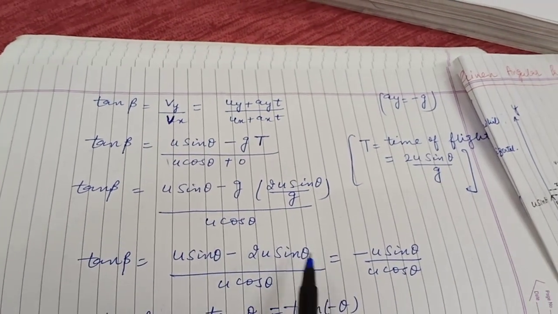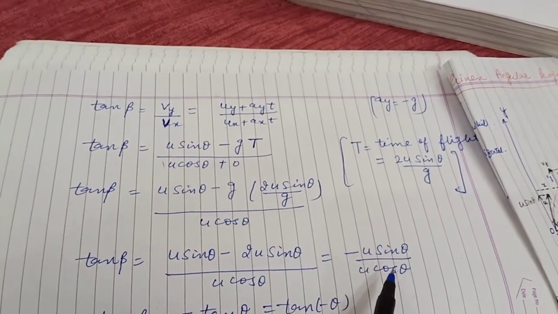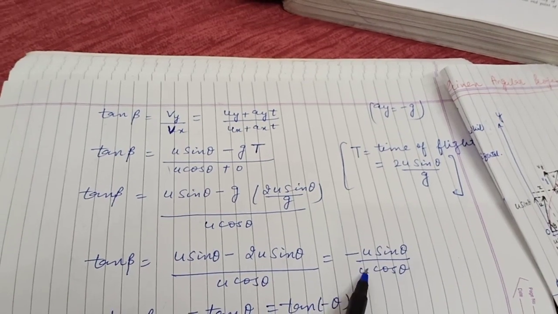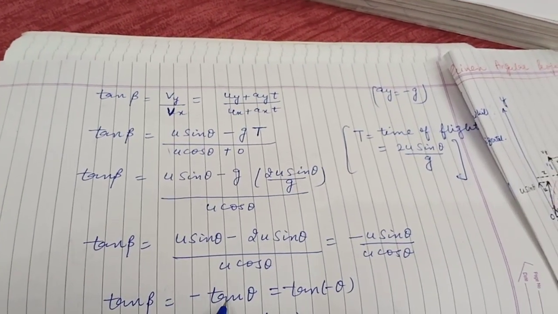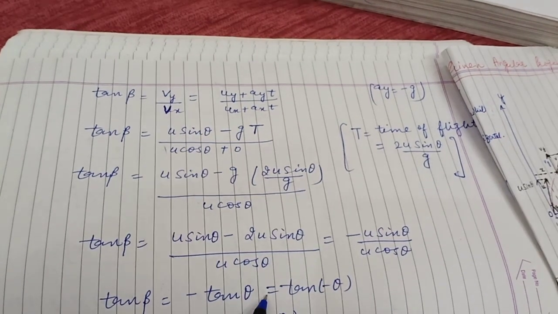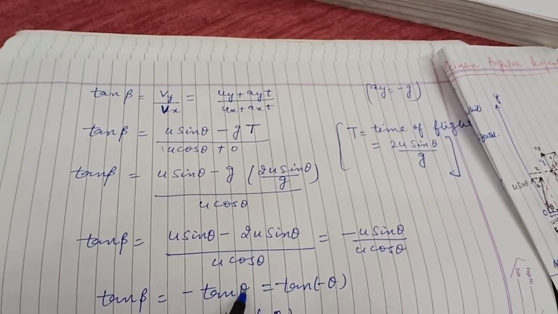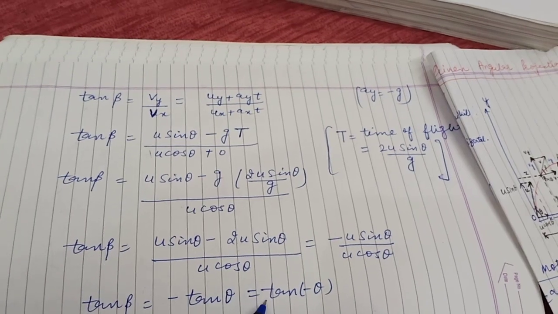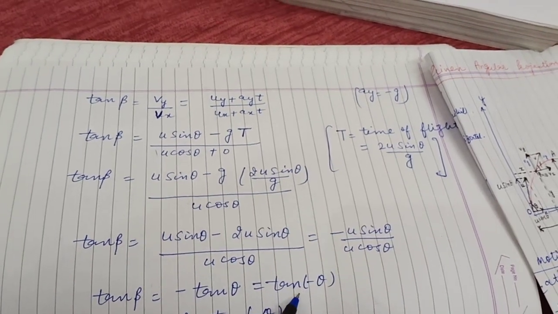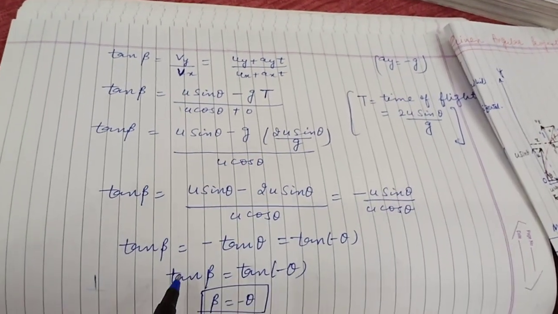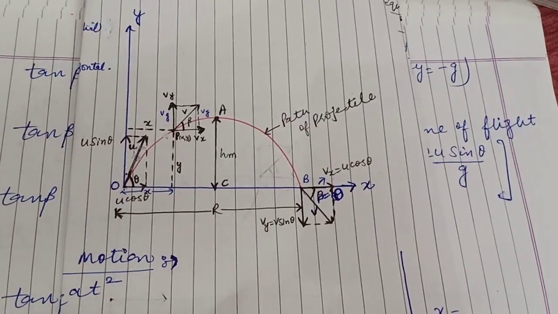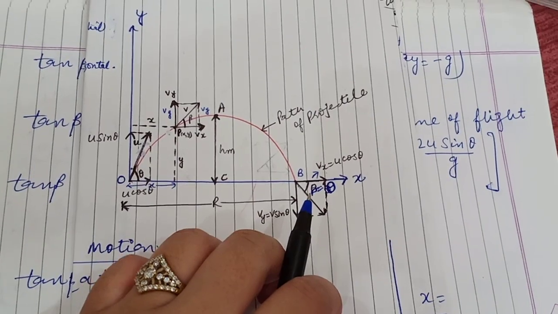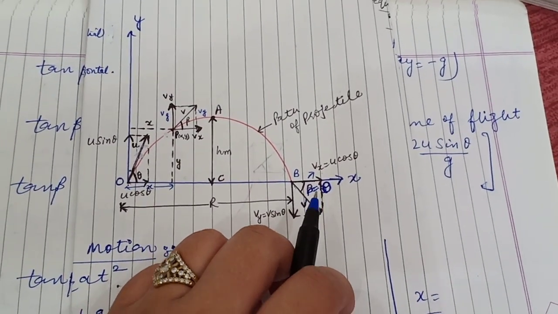So we get tan beta is equal to minus u sin theta upon u cos theta. So this u is cancelled out with this u, so we get tan beta is equal to minus tan theta. So take the negative inside, so we get tan of minus theta. So on comparing, beta is equal to minus theta. So here the magnitude of beta is equal to theta.